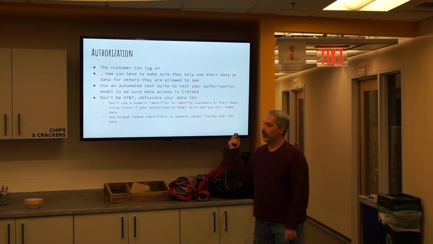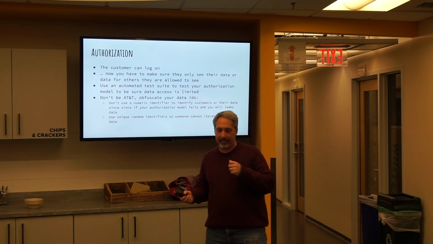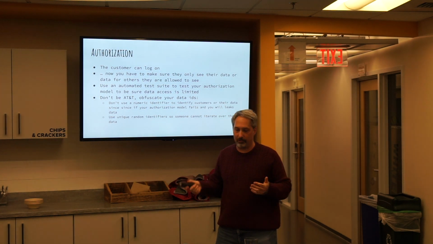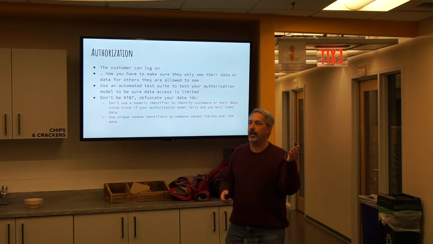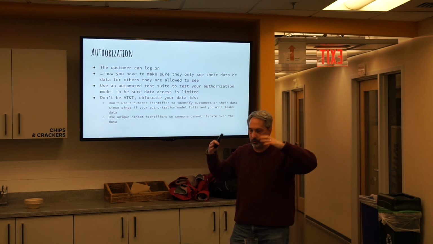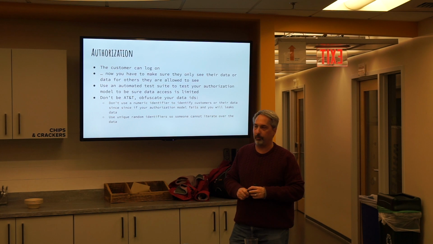All right, so authorization. Your customer can log on. Woohoo! Now you're going to make sure they can only see their data, the data that they're allowed to see, right? So you can use your automated test suite to log in as one user and then try to access someone else's data and verify that your software does the right thing and prevents them from accessing that. But we make mistakes, and there are some other things that you can do.